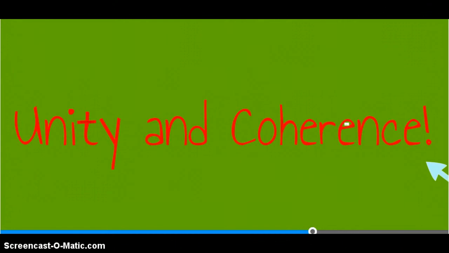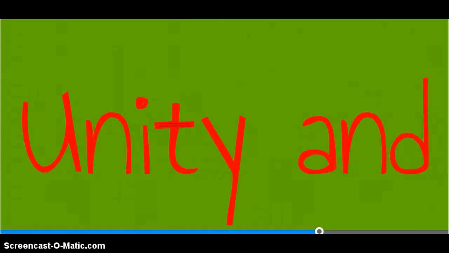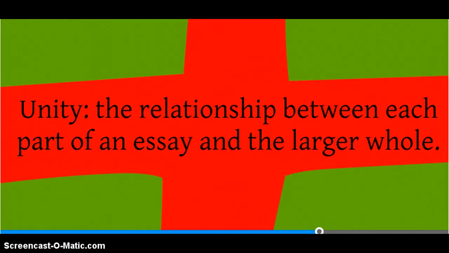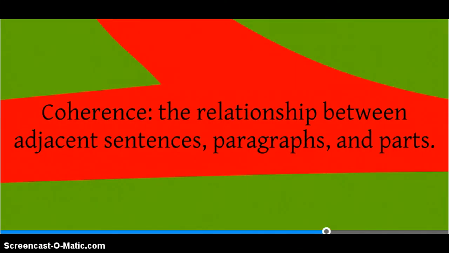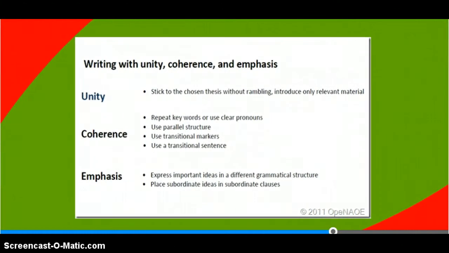Finally, academic writing requires unity and coherence. Unity refers to the relationship between each part of the essay and a larger whole, whereas coherence is more specific and refers to the relationship between adjacent sentences, paragraphs, and parts. Unity refers to the ability to connect everything in the argument back to the thesis. Coherence makes sure it flows from one sentence to the next.